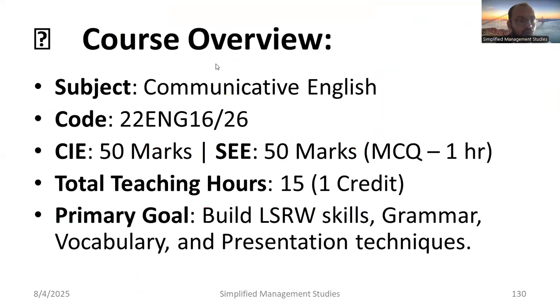So let me give the course overview. Subject is Communicative English. Subject code is provided here, 22ENG16 or 26. CIE is 50 marks, that is already available from the college. Then the semester end examination is from the university. The MCQ is a 1 hour exam. Total teaching hours is 15 because it's a 1 credit subject. The primary goal is to build the LSRW skills as well as grammatical ability, improvement in grammar, vocabulary, and presentation technique. These are the ultimate goals of the course. Definitely, this will be helpful for both engineering and management students.